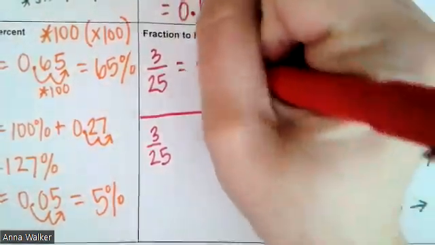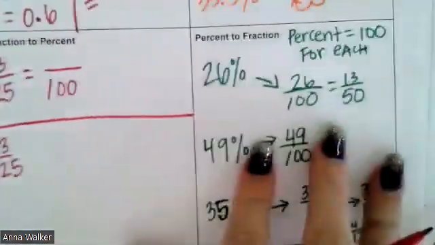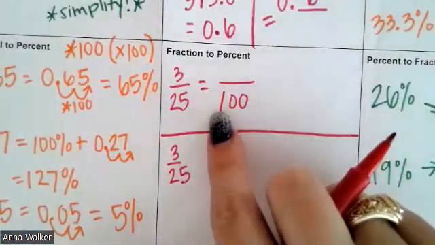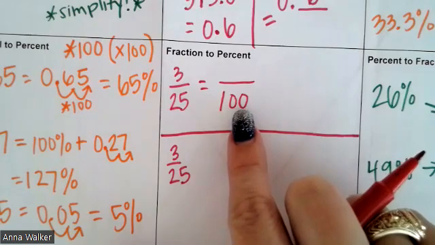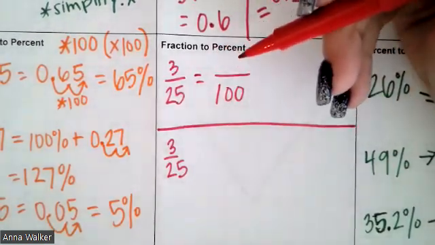If you can rewrite the denominator as something over 100, because remember from previously, percent means for each 100. So if you can rewrite the fraction as something over 100, whatever you get as your new numerator, that is going to be the percentage.